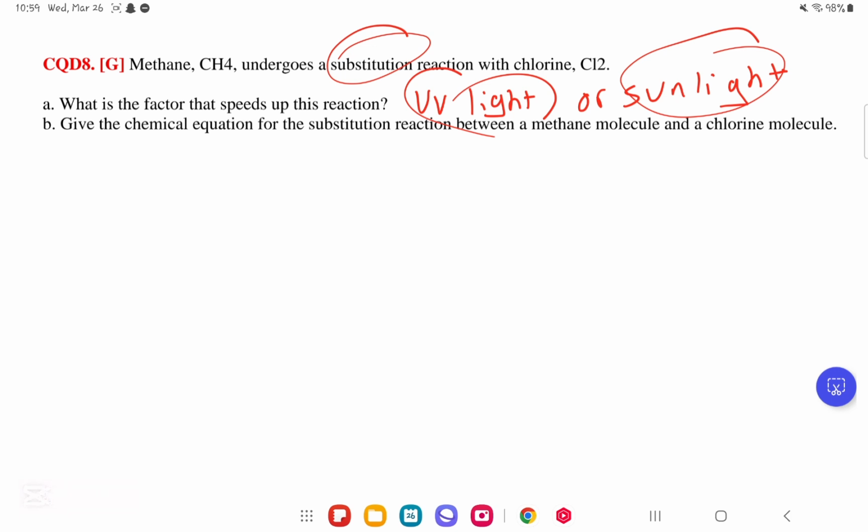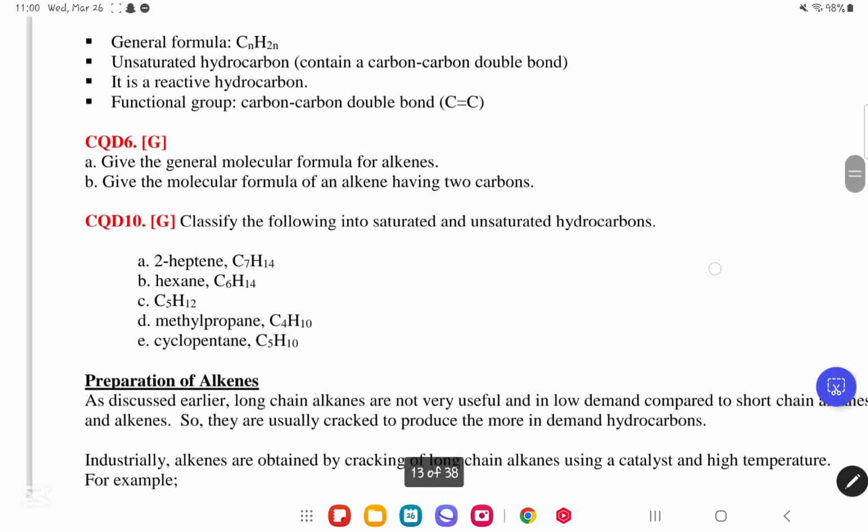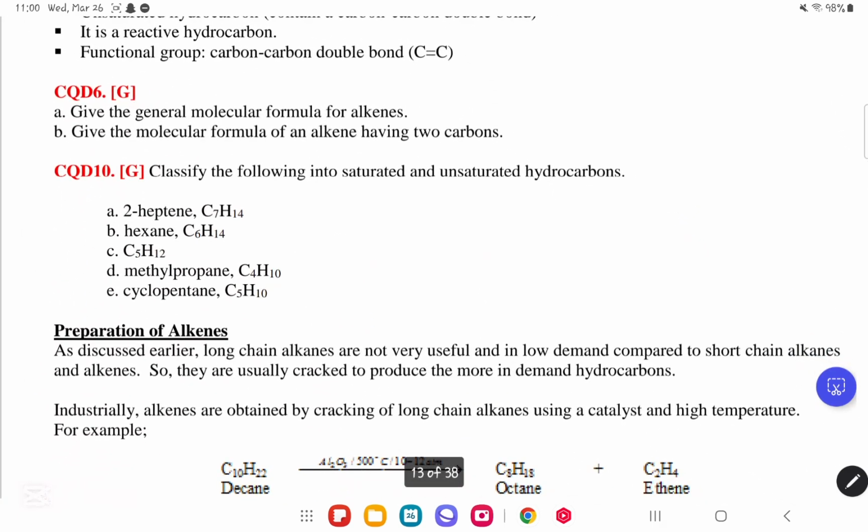Now they said, give the chemical equation for the substitution reaction between a methane molecule and a chlorine molecule. So methane, CH4, will react with the chlorine to produce, by substitution reaction, one hydrogen will go here, one chlorine will go here. So it becomes CH3Cl plus HCl. That's pretty much it. We'll move on to CQD number 6 grid. So here they told us, give the general formula for alkenes. So alkenes, their general molecular formula, is CnH2n. Now, a molecular formula for an alkene having 2 carbons is going to be very simply C2H4.